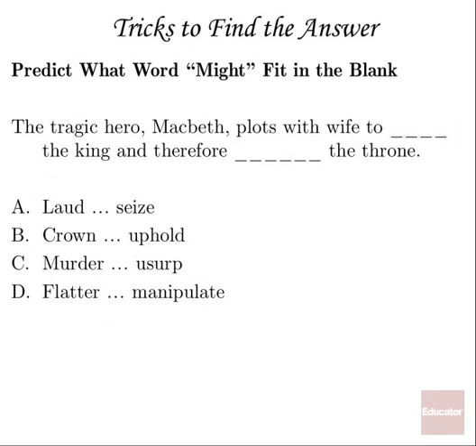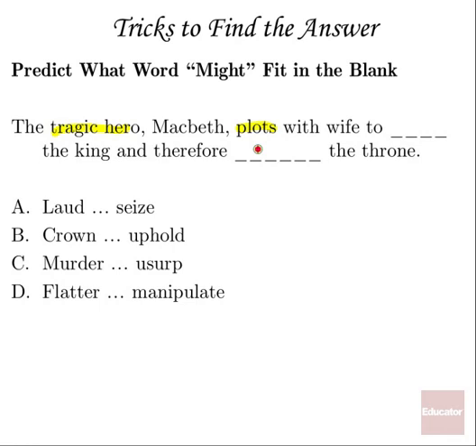Another rule. Predict what word might fit into the blank. So let's go with this one. The tragic hero, Macbeth, plots with his wife to blank the king and therefore blank the throne. Notice, plots usually means you're planning something not nice. So if you know the story, you know what would go in here. He means to kill the king. But even if you didn't know the story and you don't know that he's planning to kill this king, you know that they're planning to do something bad because Macbeth is a tragic hero and this is a plot. Plots are usually bad things when you're planning them.